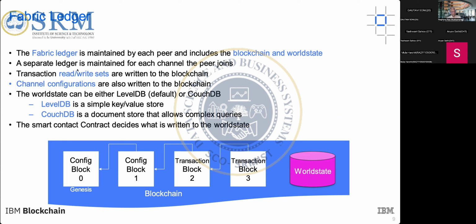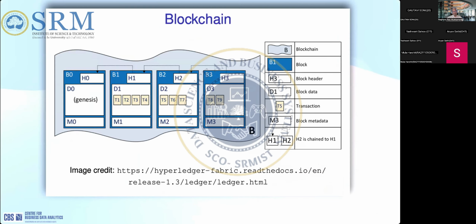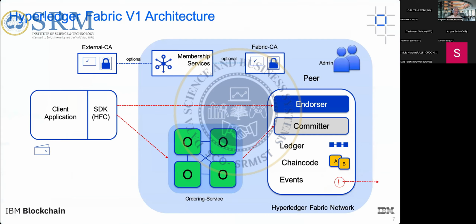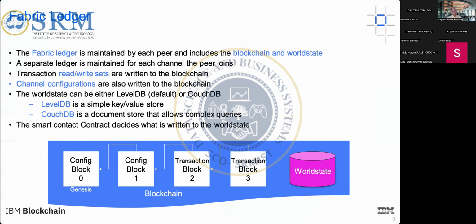But imagine that there is a ledger. The way you write transactions is that a transaction is nothing but read-write sets, a set of information. If I go back here, these are the read-write sets. Information is put in using key-value pairs. And you have the channel configuration, which can also be written to the blockchain.